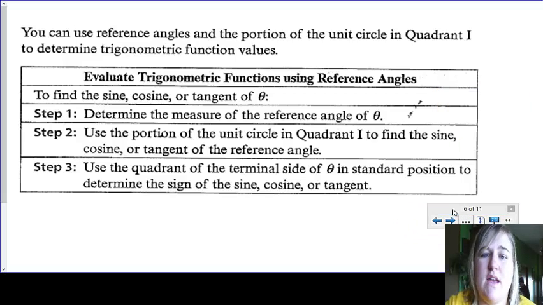You can use reference angles in the portion of the unit circle in quadrant 1 to determine trigonometric functions. To find the sine, cosine, or tangent of theta, it says just determine the measure of the reference angle of theta. Then you need to use the portion of the unit circle in quadrant 1 to find the sine, cosine, or tangent of the reference angle. And then use the quadrant of the terminal side of theta in standard position to determine the sign of the sine, cosine, or tangent. And doing an example will make this make a lot more sense to you.